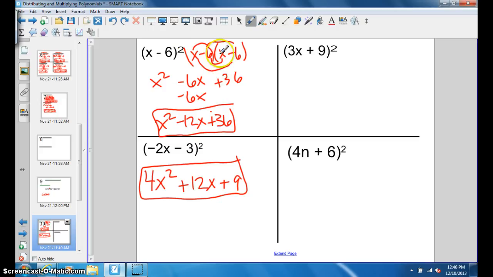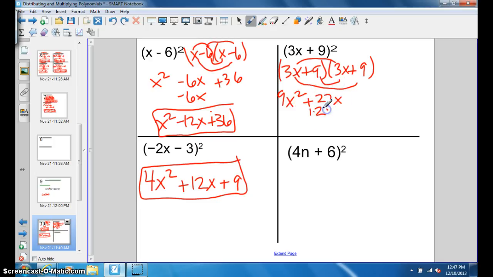You can also write it out like this, and then FOIL it if you want. So here, I'll write this one out. So we have our first term, which is 9x squared. Our outside term, which is 27x. Inside term, which is 27x. And our last term, which is 81. So we have 9x squared plus 54x plus 81.